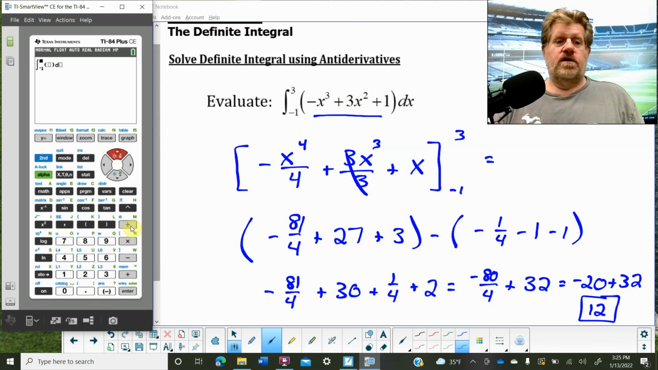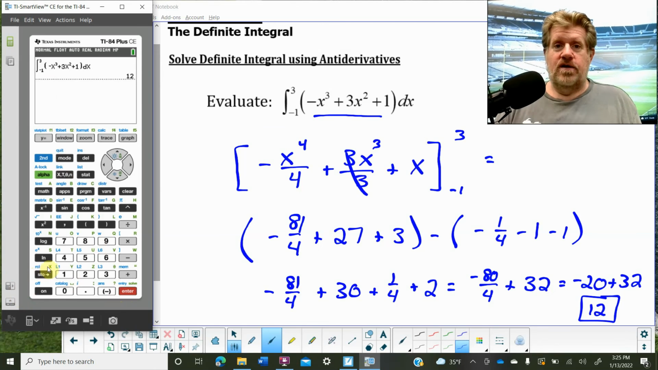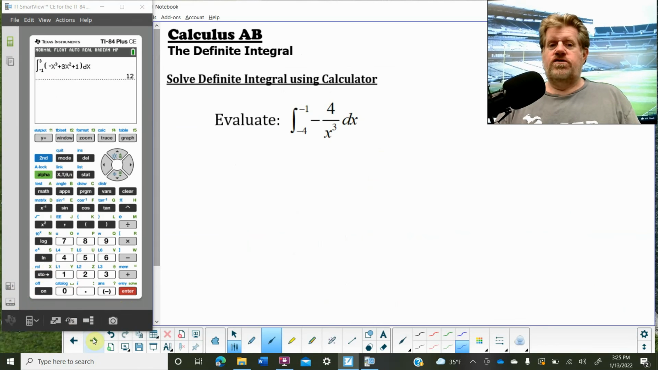Negative 1 to 3. Inside the parentheses, put negative x cubed plus 3x squared plus 1. Now you've got to put an x out here, or it's not going to know what variable you're using. If you put nothing there, you get an error message. If you put a different letter besides the one you're using, you're going to get a completely wrong answer. It's going to assume everything is a constant, which is not true. If I hit enter, I should get 12. And I do. So let's do the next two problems just using a calculator.